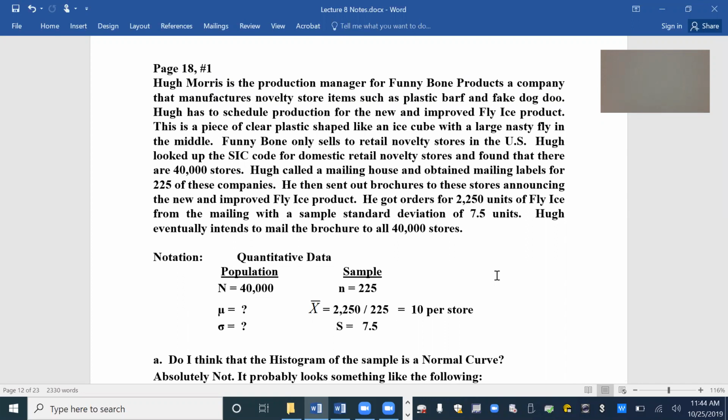Hugh Humorous is a production manager for Funny Bone Products, a company manufacturing novelty items such as plastic barf and fake dog poop. Hugh has to schedule production of the new improved fly ice product. You know what the fly ice is? It's a clear acrylic plastic with a big horsefly in the middle of it. They put it in people's drinks at parties, like at business school mixers. People drink it.